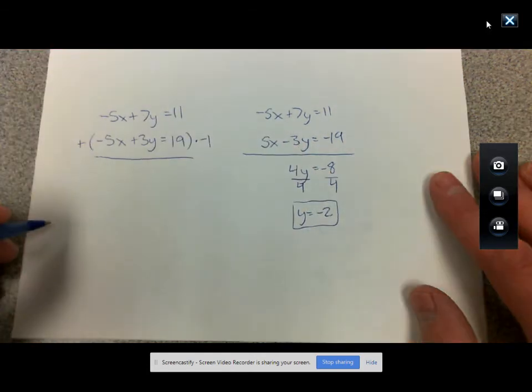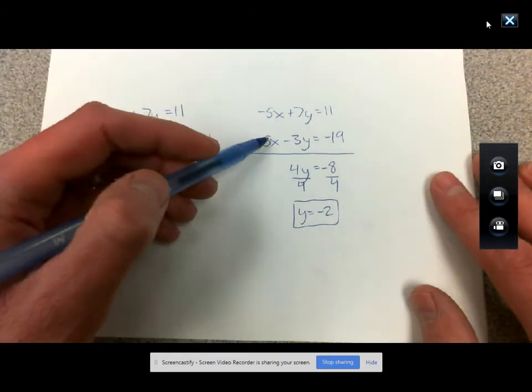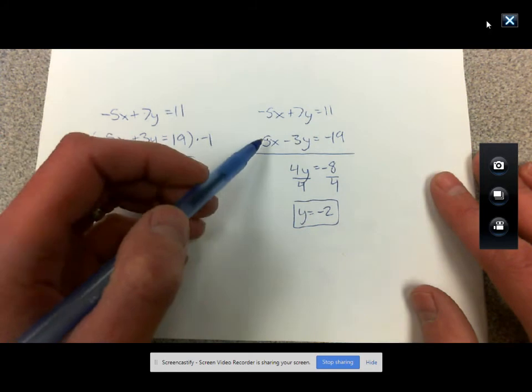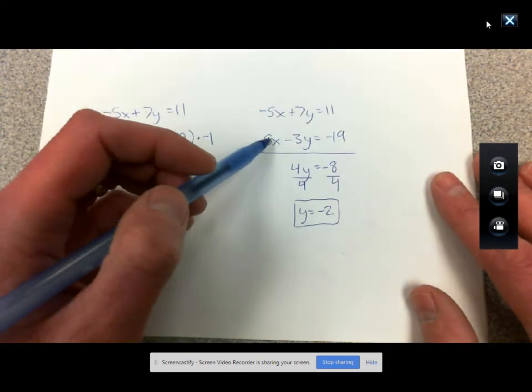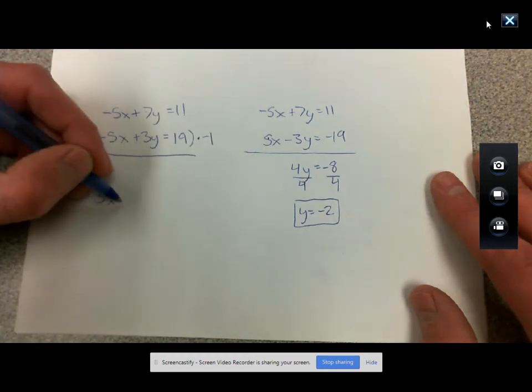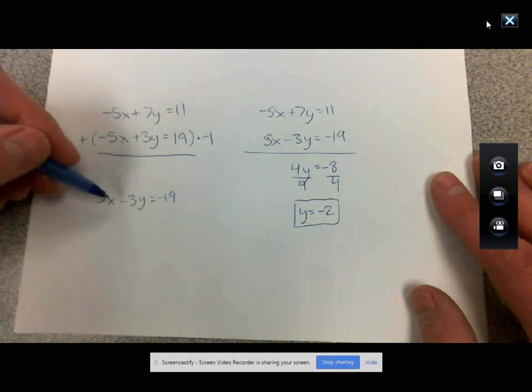So we're halfway there. That's not quite the final answer yet. We still need to figure out x. I have 1, 2, 3 equations that I could choose from. I will choose this positive one here. It doesn't really matter. I'm going to choose the new one that I made. So 5x minus 3y equals negative 19. That's the equation I'm using.